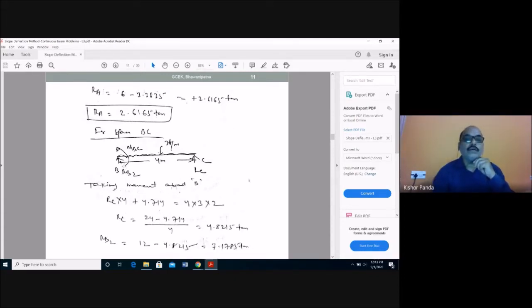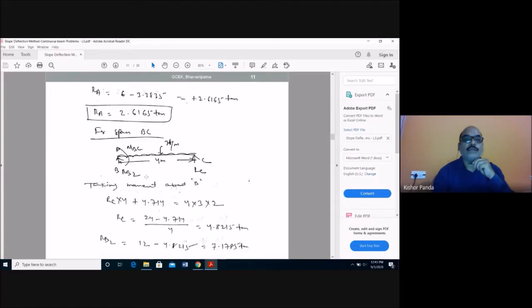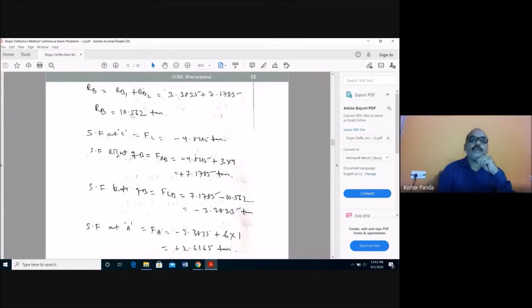Then, for span AB you got RB1, and from span BC you got RB2. So what is the total reaction at B? You have to add these two reactions. RB is equal to RB1 plus RB2. RB is equal to 10.562 ton.